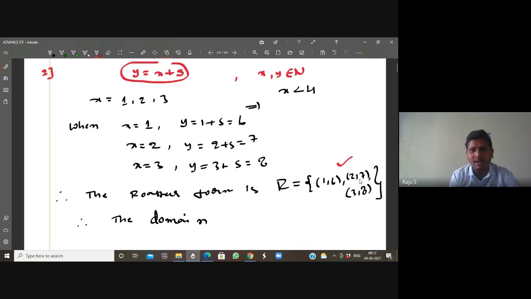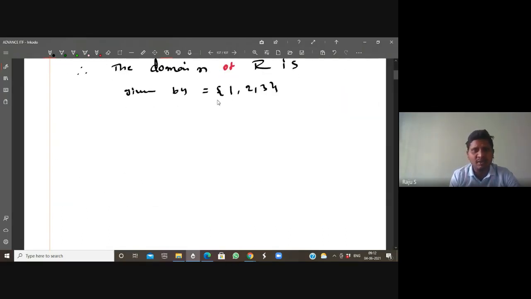If they ask for the domain directly, say x values are always the domain, y values are the range. The y values are given by the range. So the domain of capital R is clearly just 1, 2, 3. Then after that, the range of the given relation is given by, like that you have to write proper steps.